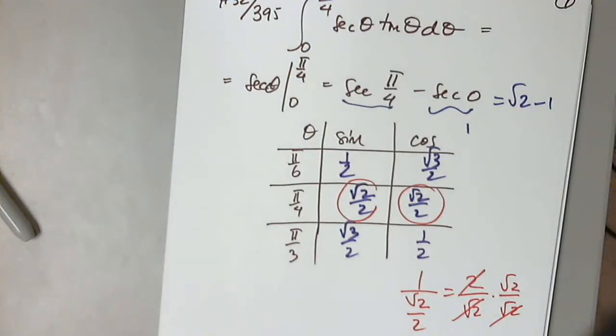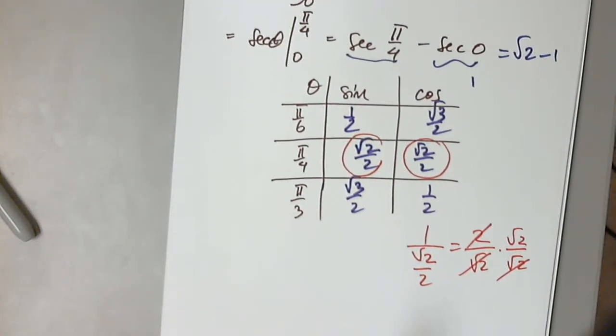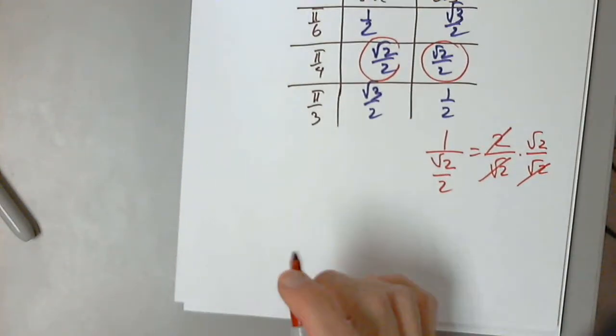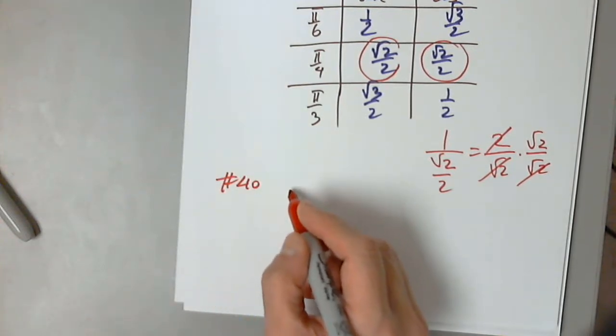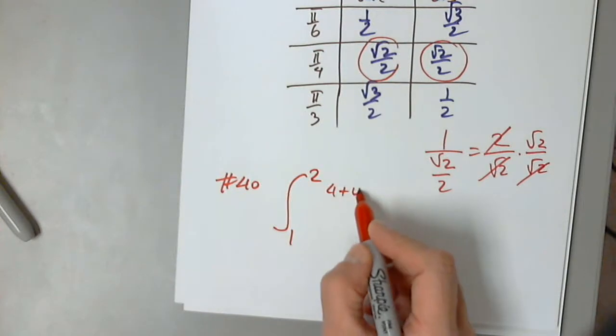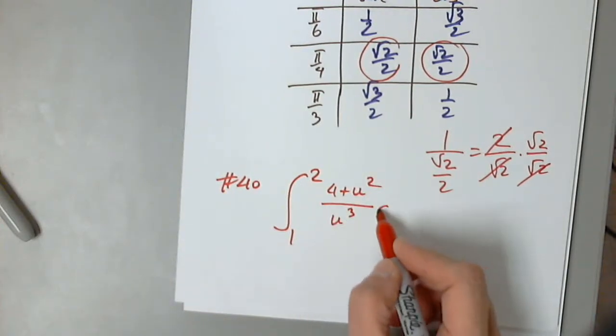Questions? Okay, so let's take a look at the next one. Let's say 40. Same page. The integral from 1 to 2 of 4 plus u squared over u cubed du.